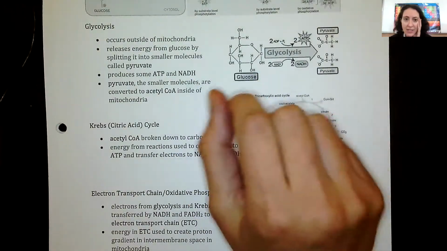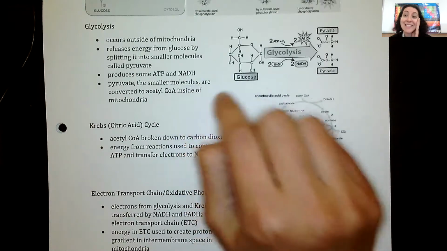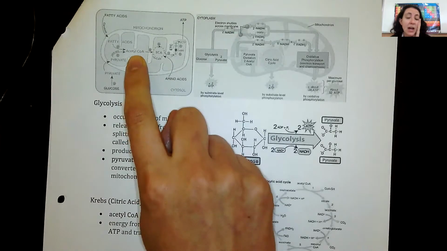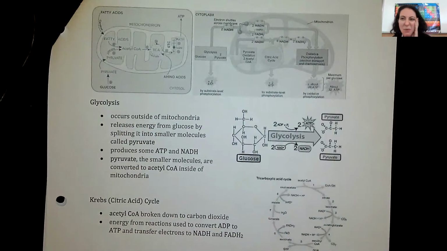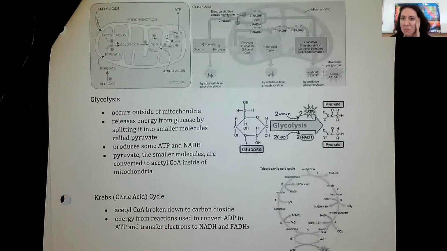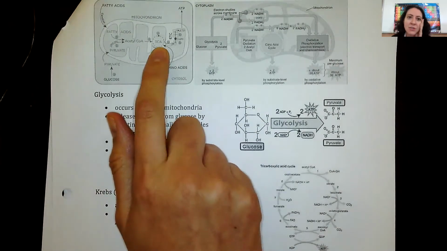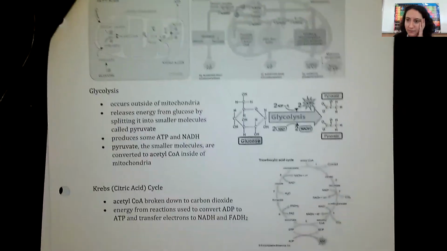So pyruvate is then converted into acetyl-CoA inside of the mitochondria. Going back to here, you can see that happens here. It's kind of a sub-step. I don't think it's that important, but just in case it ever comes up, we've mentioned it. And then it enters into the citric acid cycle or the Krebs cycle.